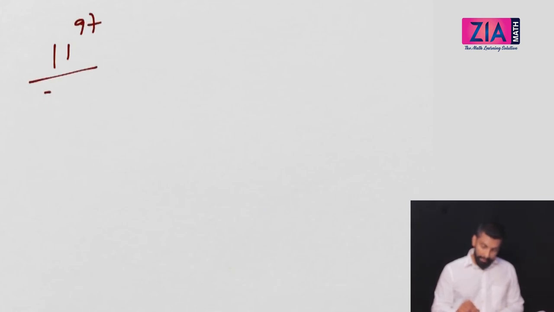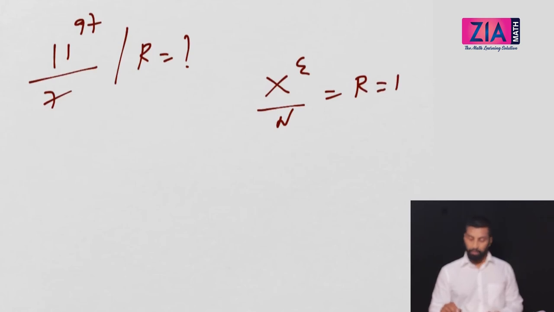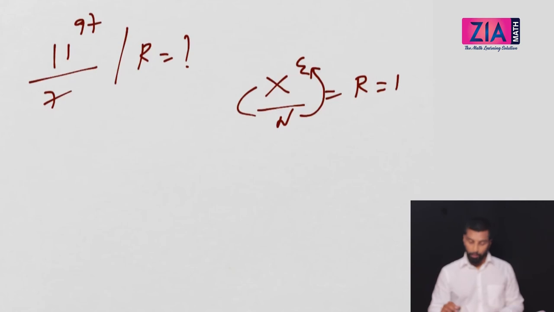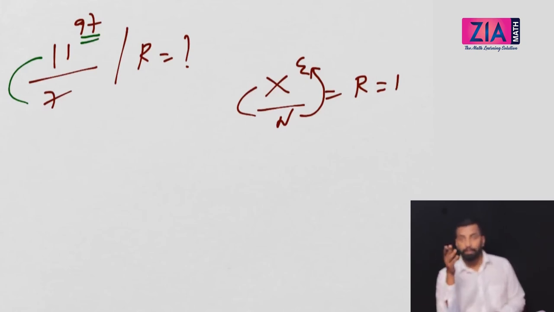I give you one more method. Let's take a question from the previous paper: 11 raised to 97 divided by 7. What is the remainder? We know Fermat's theorem. X raised to e divided by n will give you remainder 1. What is the condition? e is the Euler's number of n, and these two are coprimes. Here, you can see these are coprimes. Now basically, I need to split 97 in such a way that you get remainder 1.